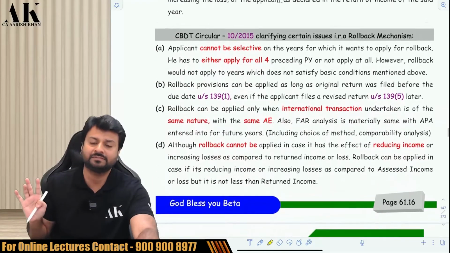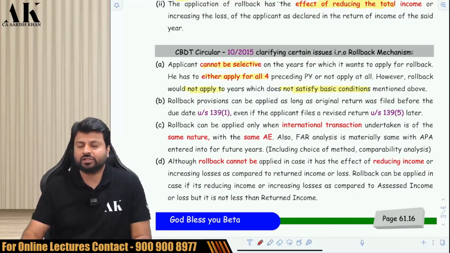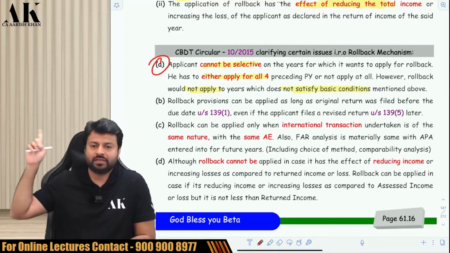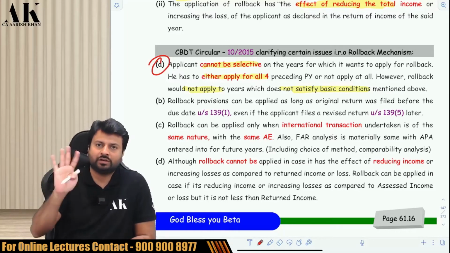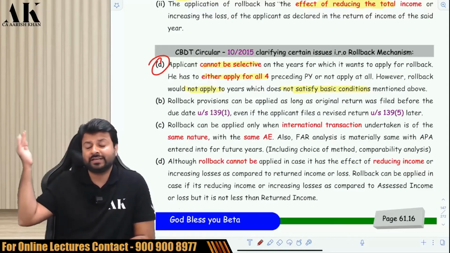Check it please. Now there is a CBDT circular over here clarifying certain points in the conditions. One of the conditions is that the applicant has to make an application for all the years, or else he does not have to come for rollback. He cannot be selective.